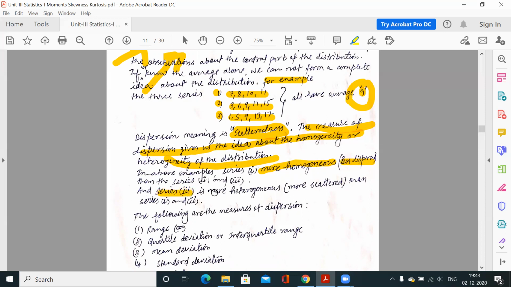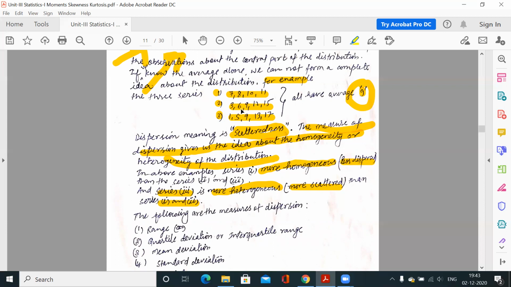Similarly, the third series is more heterogeneous, or we can say more scattered. The first is less scattered as compared to the second and third series, and we say that the third series is more heterogeneous, or more scattered, than the first and second series, because here the values are more far from the 9. Here the least value is 1 and the maximum value is 17. So from 9 it is giving a difference of 8. Similarly, 1 to 9, again the difference is 8.